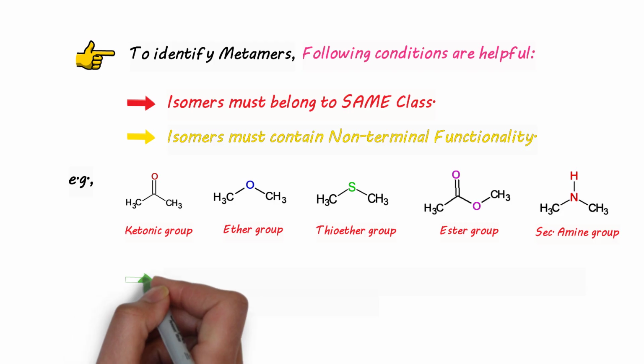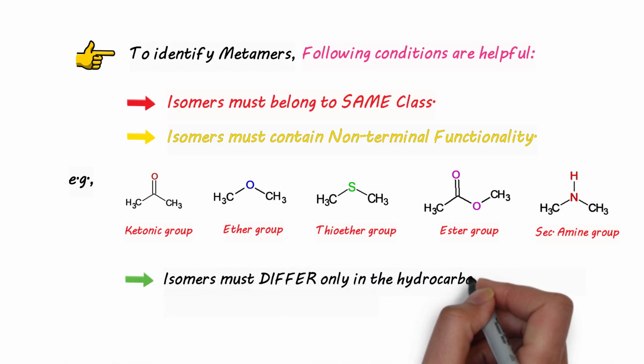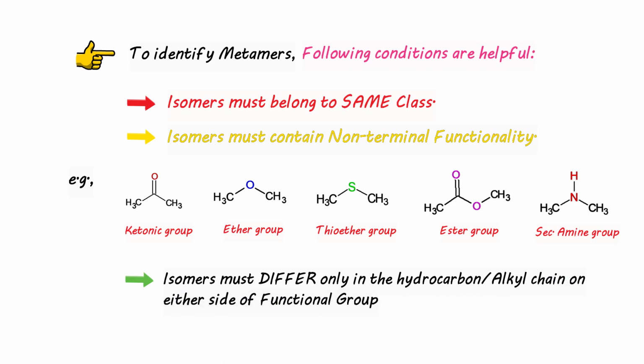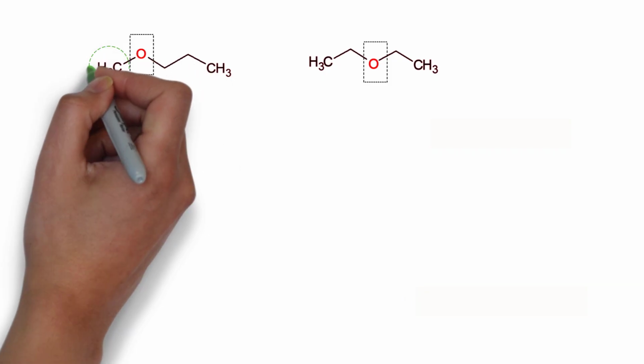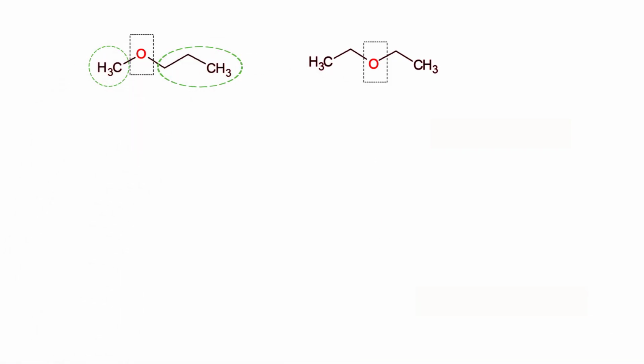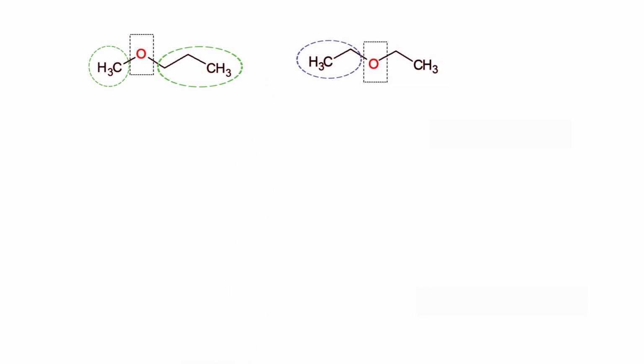The third condition is that isomers must differ only in the hydrocarbon or alkyl chain on either side of that functional group. So keeping these conditions in consideration, let's look at some examples. In these two molecules, the functionality is an ether. Now, in the first molecule, we have a methyl group on one side and a propyl group on the other. But in the second isomer, we have an ethyl group on both sides.